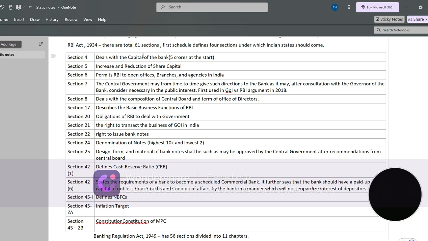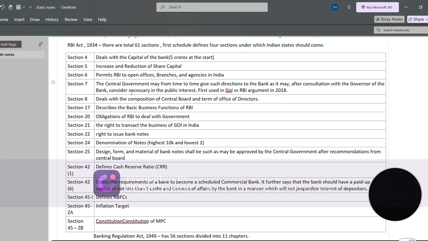Second, Section 5. Section 5 deals with increase and reduction of share capital. Section 6 deals with permits related to RBI to open offices, branches, and agencies all over the country. Section 7 states that the central government may from time to time give directions to the bank as it may, after consultation with the governor of the bank, consider necessary in the public interest. It was first used in Government of India versus RBI in 2018.